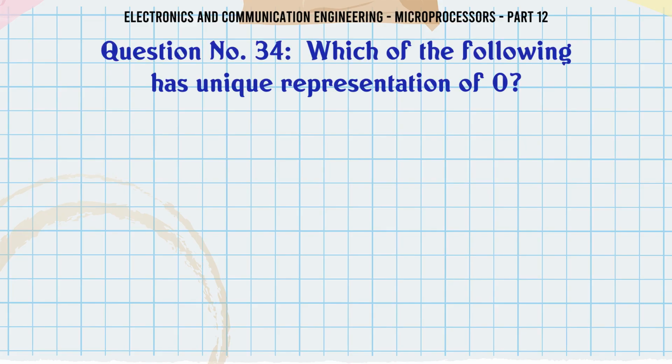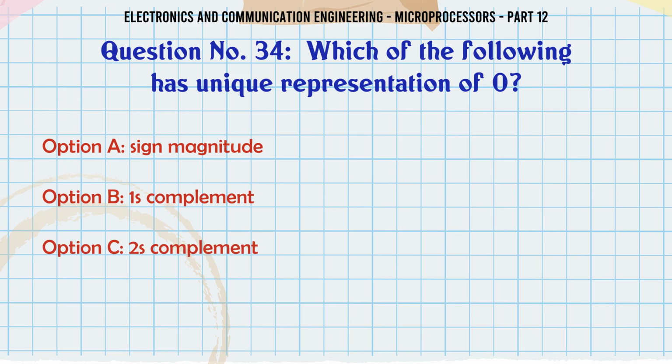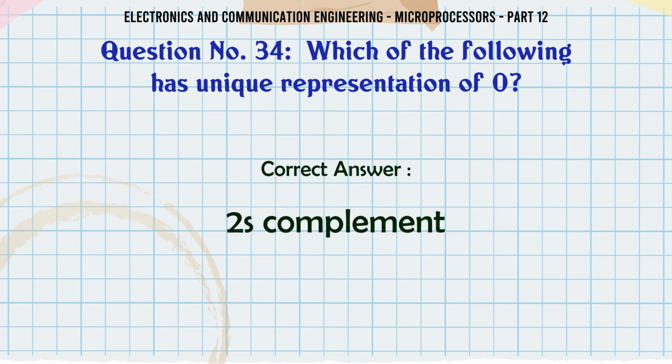Which of the following has unique representation of 0? A. Sign magnitude, B. 1's complement, C. 2's complement, D. Both B and C. The correct answer is 2's complement.